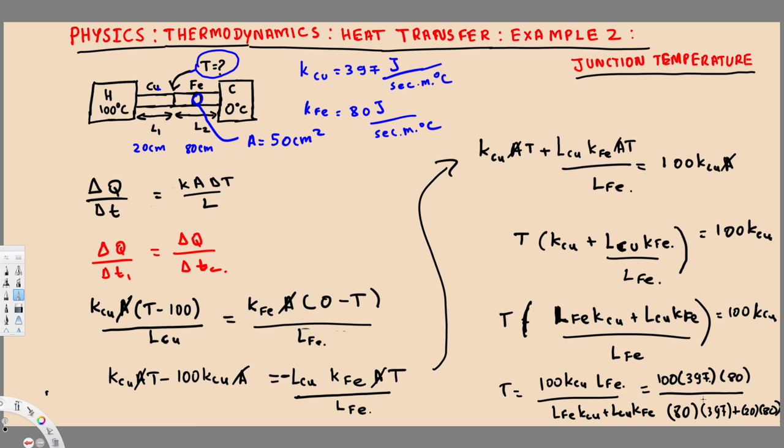If you calculate this value, T is equal to 95.2 degrees Celsius. That's going to be the temperature of this junction. And that's how we do these kinds of problems.